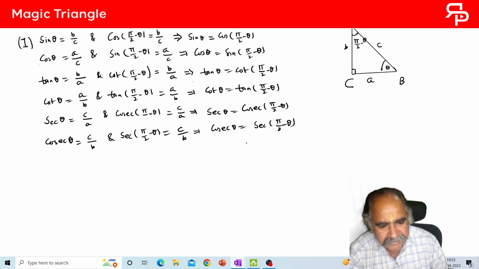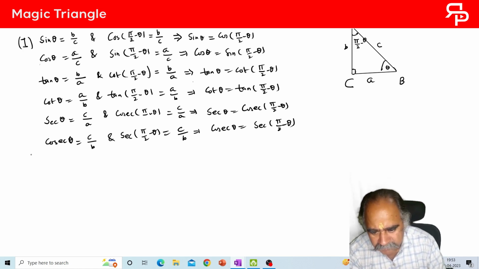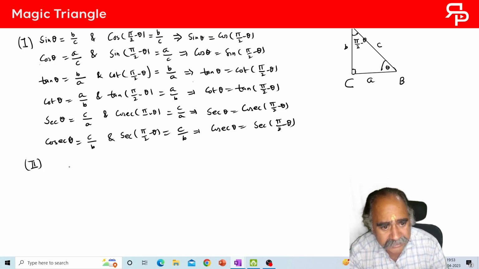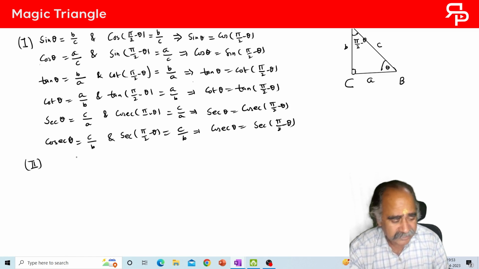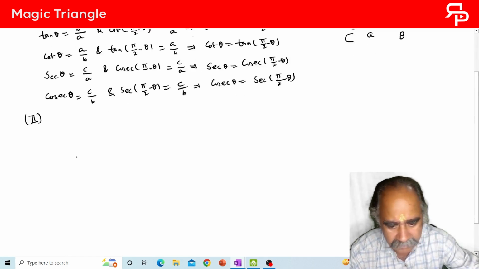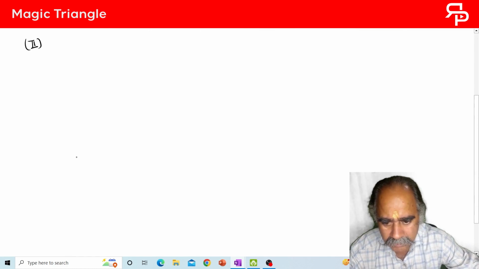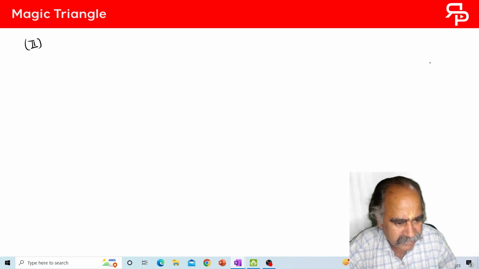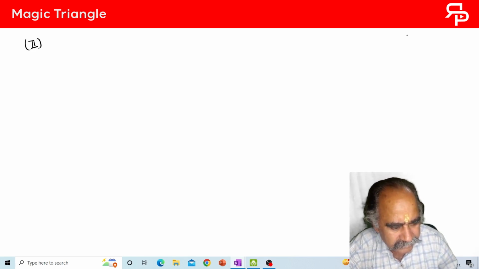So this is one set of the formulae which is obtained from this triangle, which people call a right angle triangle. I'm calling it the magic triangle. So many formulae you have seen are coming from this right angle triangle. Let me shift the page. Now, the second set of formulae. You have to remember that triangle. Otherwise, let me draw it again here for the second set.